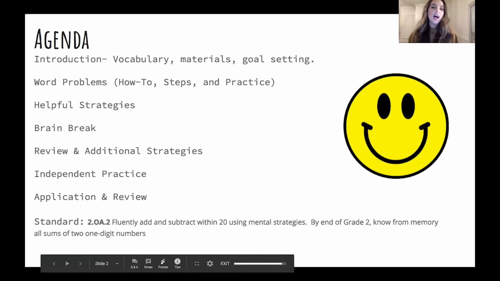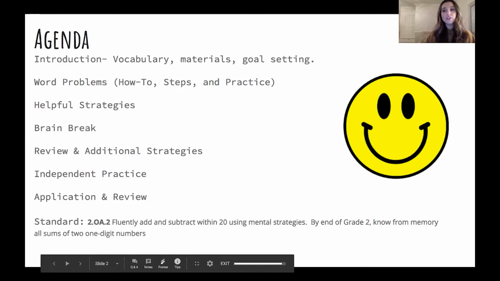But today, here is our agenda. We are going to do a little bit of an introduction. I'm going to tell you guys some vocabulary that will help you out as we go through the lesson. We're going to talk about materials that you may need, and we're also going to set goals. And I love to set goals because it really just helps us have something to look forward to, have something to strive for, and just something to help us keep on track. So we will do that together.